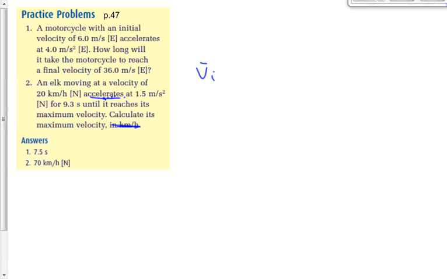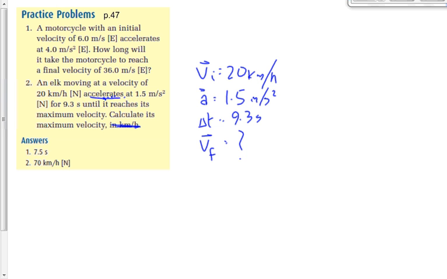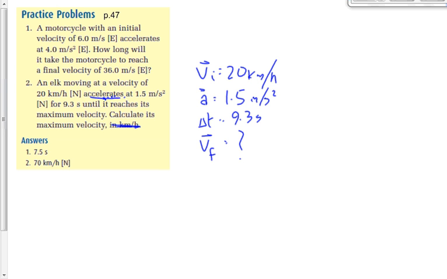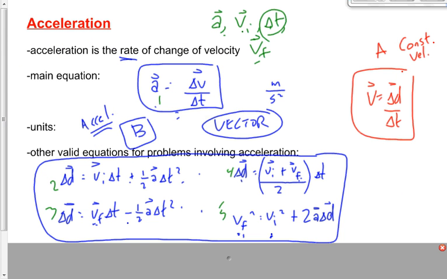We have a VI of 20 kilometers per hour, although we know we're going to want to convert that to meters per second. An acceleration of 1.5 meters per second squared, a time of 9.3 seconds. And we want to find VF, the velocity at the end of it. Which of those 5 equations do you want to use here? We have VI, we don't have VF, but if that's the one we're looking for, we'll count it. So look at these. You got VI, got A, got T. Which one do you want to use of the group B equations here?